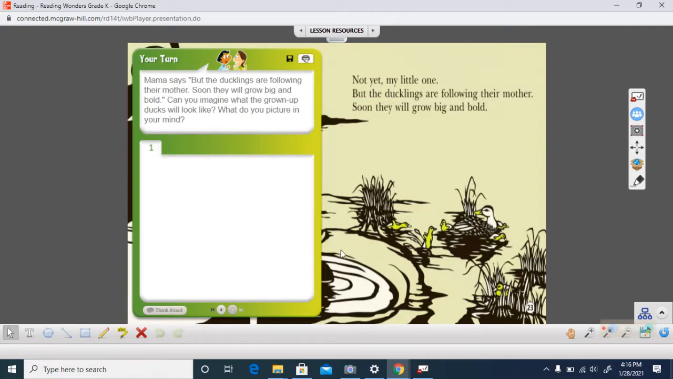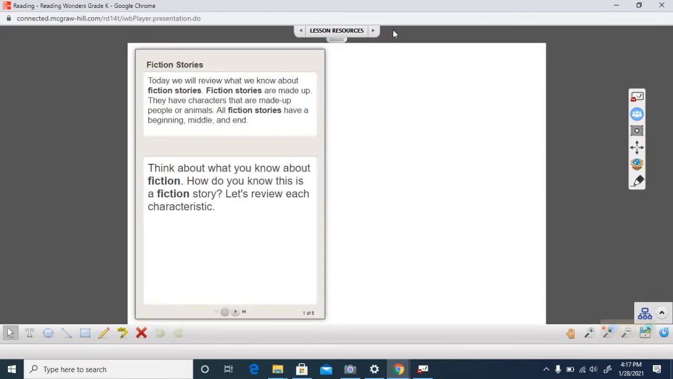Here, Mama says, but the ducklings are following their mother. Soon they will grow big and bold. Can you imagine in your mind what the growing up ducks will look like? What do you picture in your mind? Do you picture something that looks kind of like Mama? Because usually baby ducks grow up and they look like adult ducks, and Mama is an adult duck. That's how we can visualize.